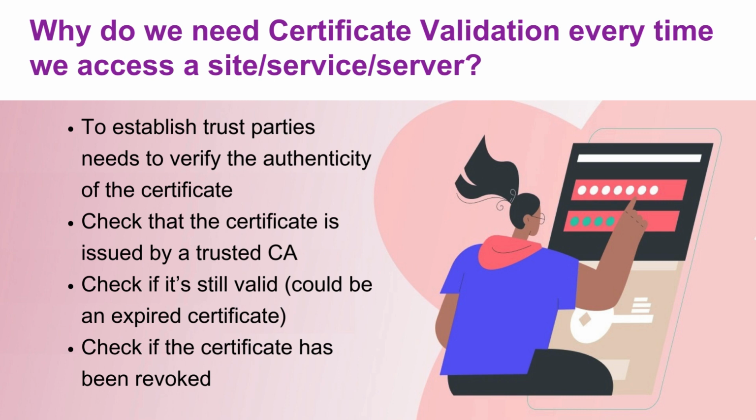So the responsibility of the VA is to verify that the certificate is still valid and its authenticity, by checking that the certificate is issued by a trusted certificate authority, CA. So checking if it's still valid, checking if the certificate has been revoked. Remember our DMV example, Department of Motor Vehicles. So the CA is like the DMV issuing the ID, and the VA is like the traffic police. They check whether you have a valid ID and verify you.